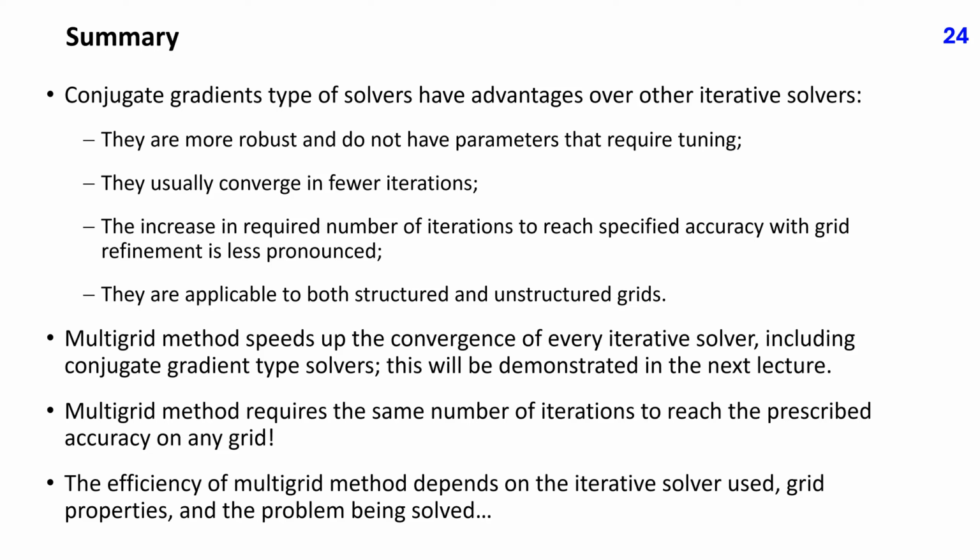Multigrid methods speed up convergence of every iterative solver, including conjugate gradient type solvers. This will be demonstrated in the next lecture. Multigrid method requires the same number of iterations to reach the prescribed accuracy on any grid. The efficiency of multigrid method depends on the iterative solver used, grid properties, and the problem being solved.